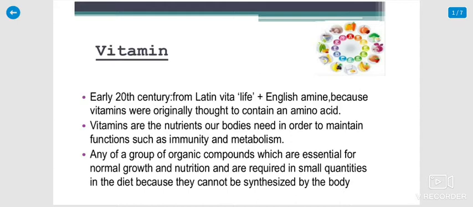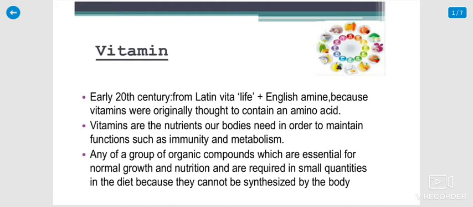Already I discussed the topic of enzymes in this continuous aspect of this unit. Vitamins: nomenclature, classifications, mechanisms, etc. So today we'll discuss the classification of vitamins.